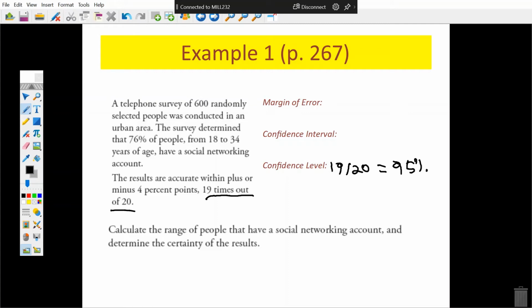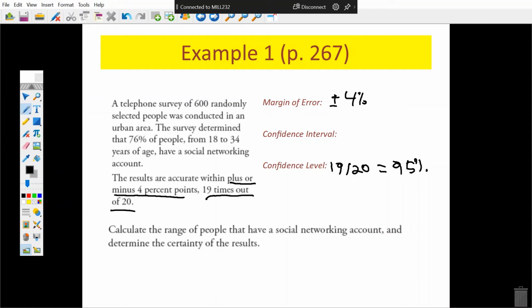The confidence interval, sorry, let's do the margin of error first. The margin of error is plus or minus 4 percent points. So that's plus or minus 4% is the margin of error.